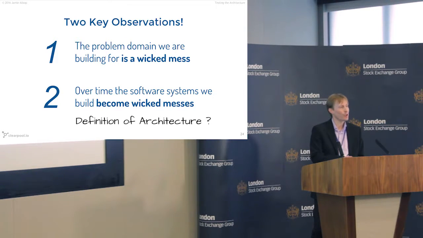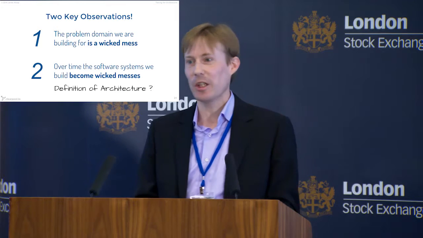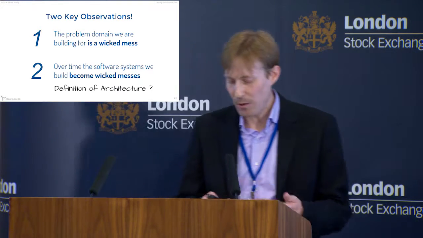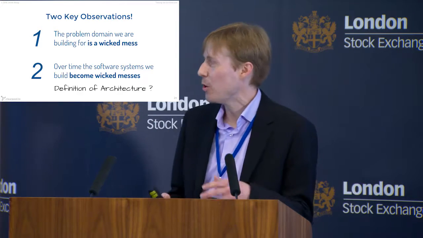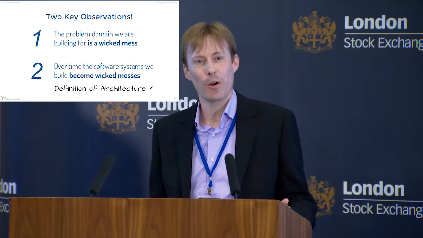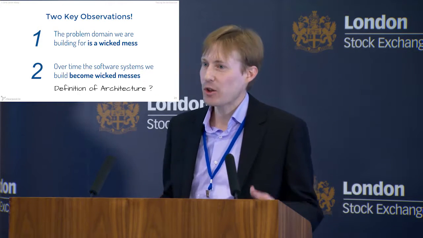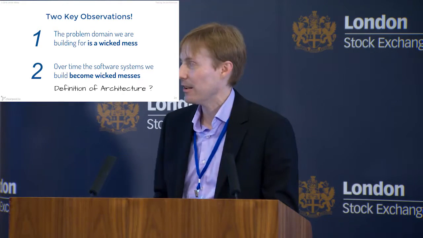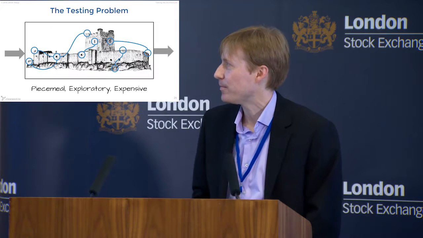And over time, software systems, again, because they're the product of people and their environment and influences, they themselves become a wicked mess. So in a way, we can start to use that as a definition of what we would consider architecture. In other words, we want to avoid the situation where wickedness and interactive complexity and coupling creep into our systems. If we can avoid that, then we can have more adaptive architectures, and we can test them.